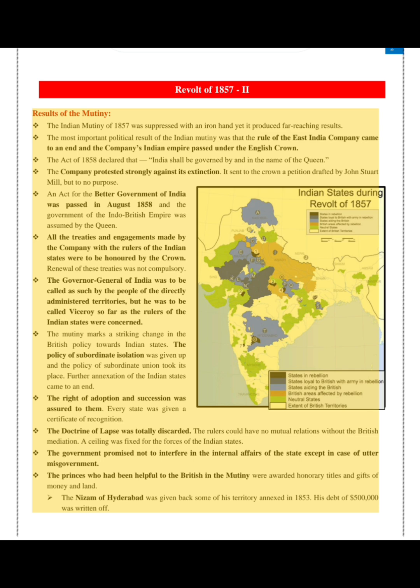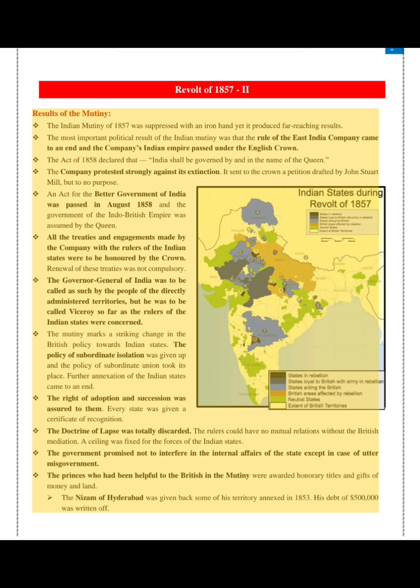The mutiny marks a striking change in the British policy towards Indian states. The policy of subordinate isolation was given up, and the policy of subordinate union took its place. Further annexation of the Indian states came to an end. The right of adoption and succession was assured to them. Every state was given a certificate of recognition. The doctrine of lapse was totally discarded.